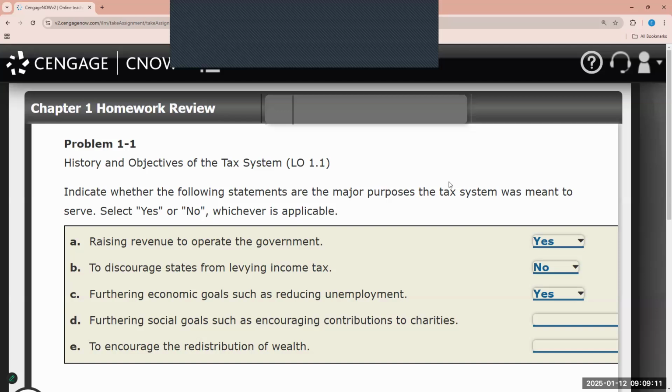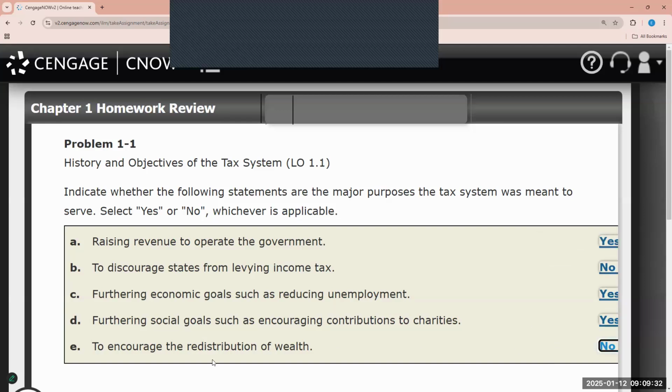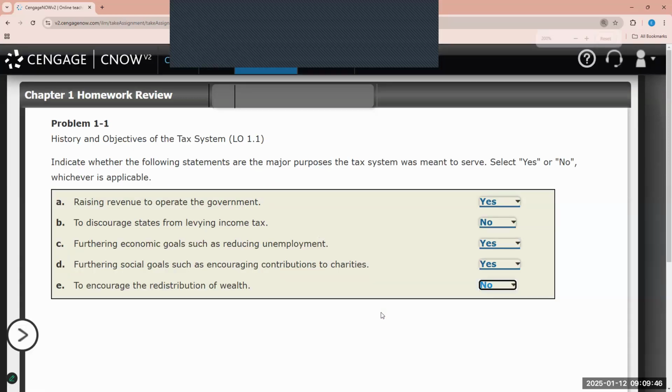D states furthering social goals such as encouraging contributions to charities. So yes, as mentioned, there are some economic goals and there are also some social goals as it relates to taxation. E states to encourage the redistribution of wealth. This is actually no. Although there are some social policies that help to govern the course of tax policy, the nature of these policies is not necessarily to redistribute income or wealth. So A would be yes, B, no, C, yes, D, yes, and E, no.